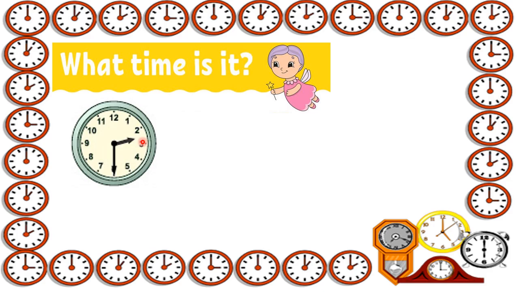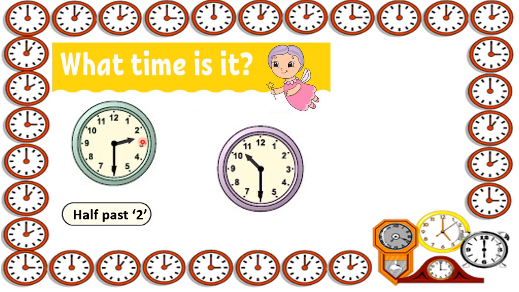So what is the time? We can say the time is 2:30. What is the time here? 2:30, and you can say 30 minutes past 2. Okay, 2:30 or 30 minutes past 2. Same like this, we have another example.